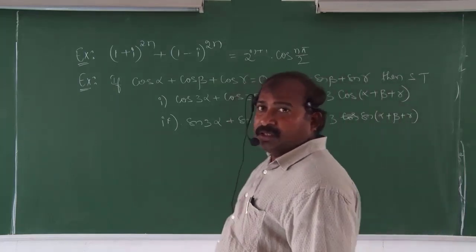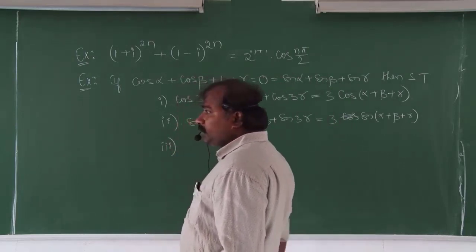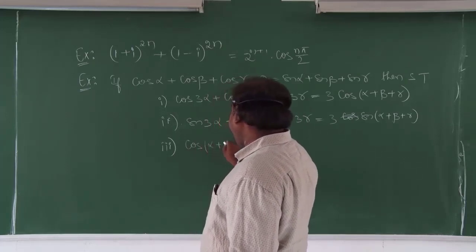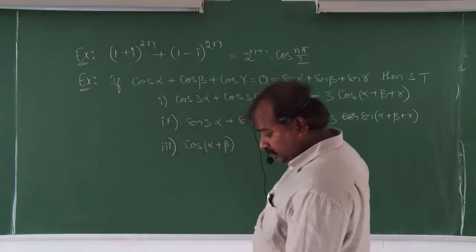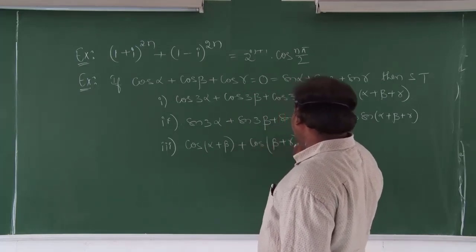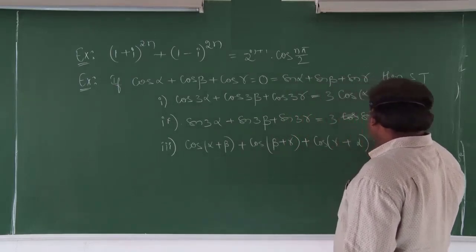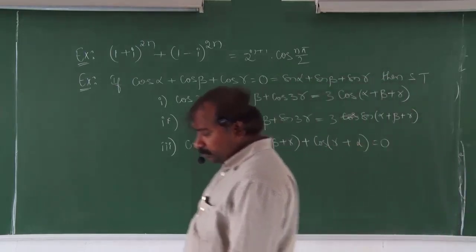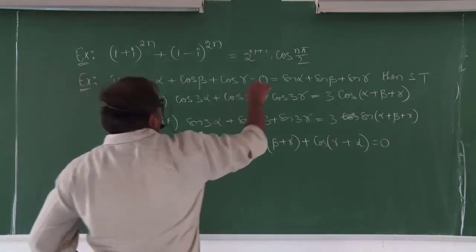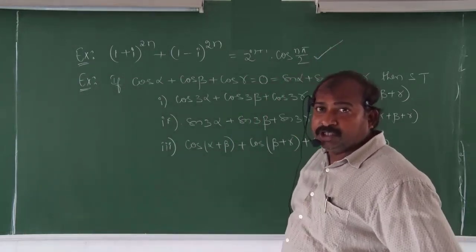Okay, this is the bit they have given, and one more bit they have given: cos of alpha plus beta plus cos of beta plus gamma plus cos of gamma plus alpha equal to 0. These are the bits. Okay, now, this is the bit we have already given. So how can you proceed for this bit?